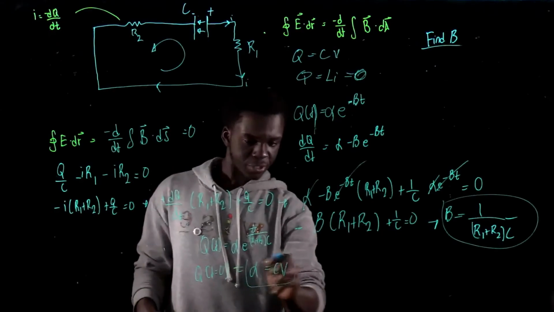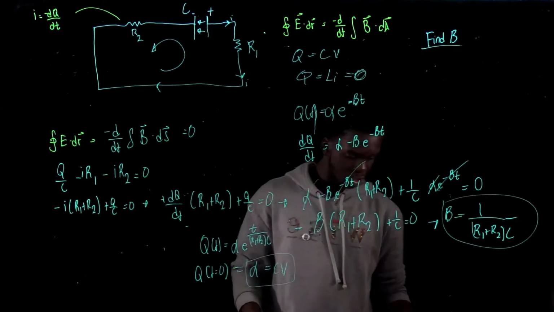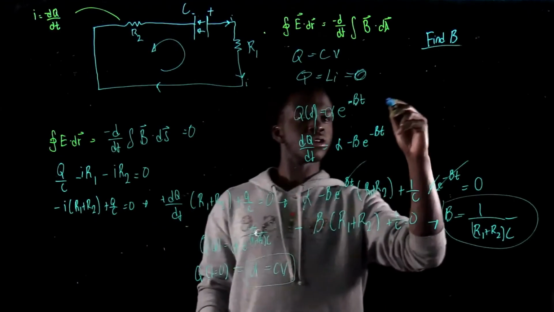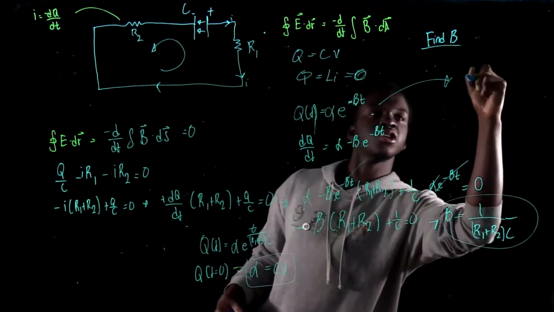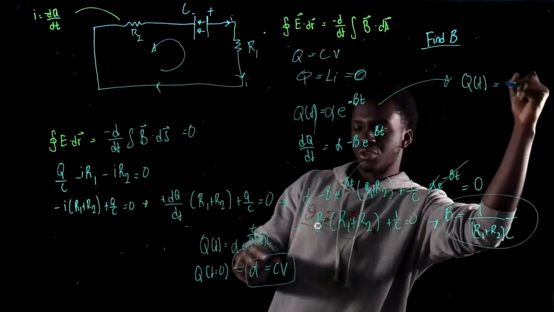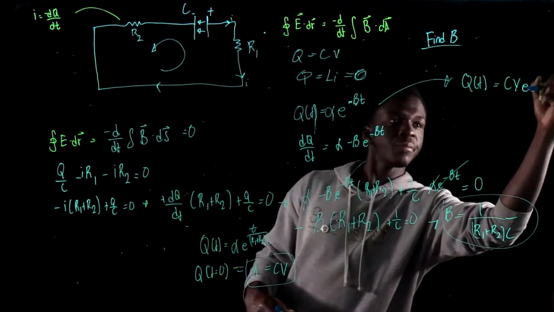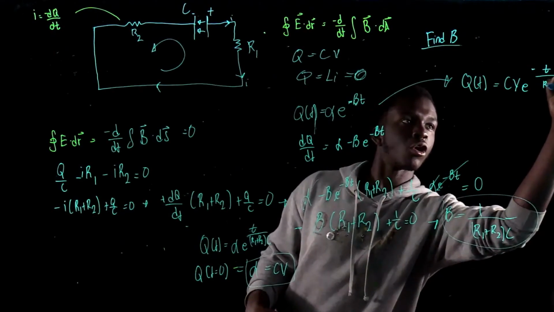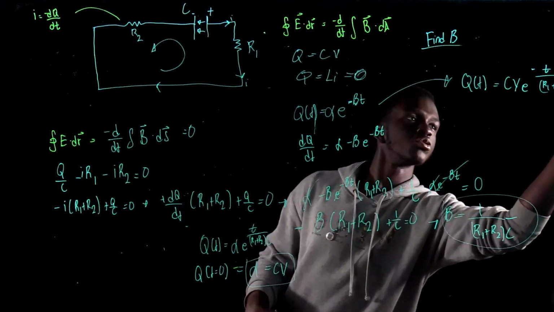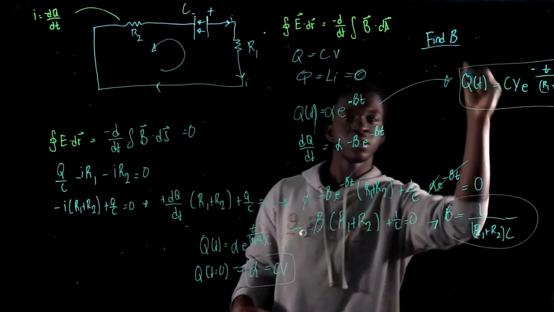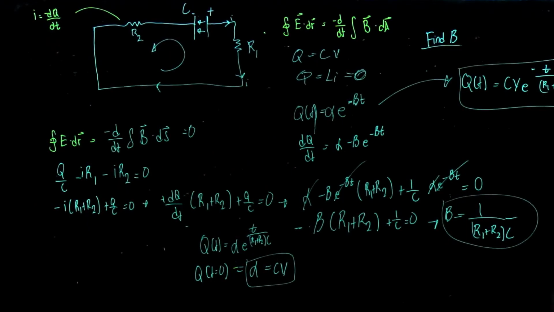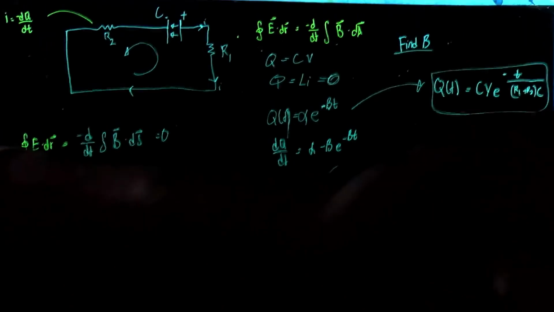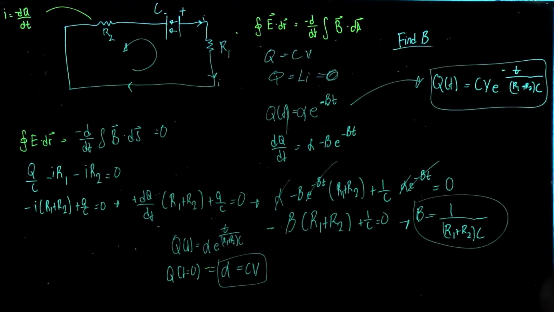So now we know alpha is CV, and with that information, we can finally put all this in the main equation right here. So the final answer is going to be Q as a function of time is equal to CV E negative T over R1 plus R2 times C. And that should be the final answer. Let me move that so you guys can see it. Yep, that's the final answer right there.